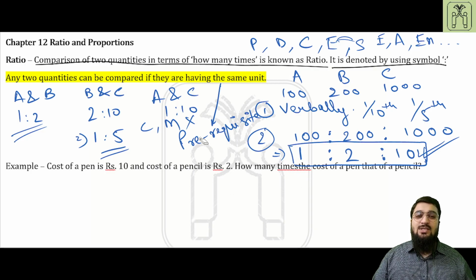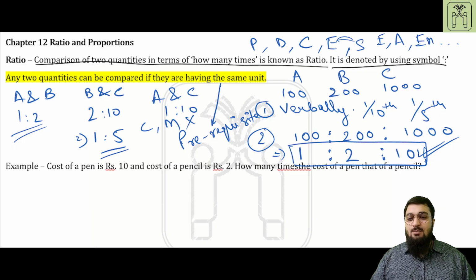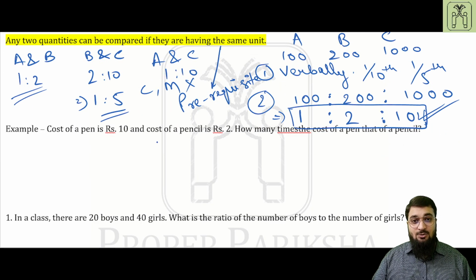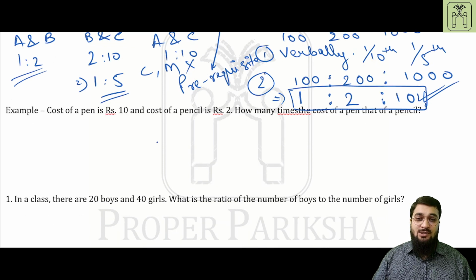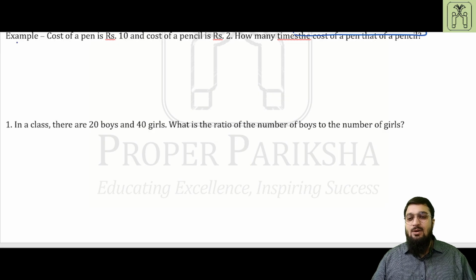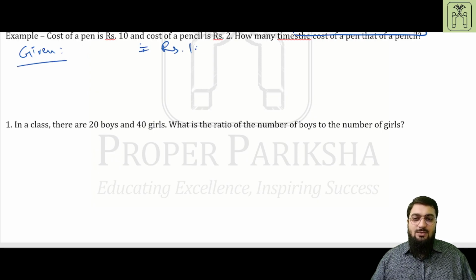You can search as many examples as you like, but we will come to certain examples as per the NCERT and try to solve them and understand the concept through them. So, शुरू करते हैं. Example: cost of a pen is rupees 10. So we will write given: cost of a pen is equal to rupees 10. Then we will write cost of a pencil is equal to rupees 2. Both have the same unit.